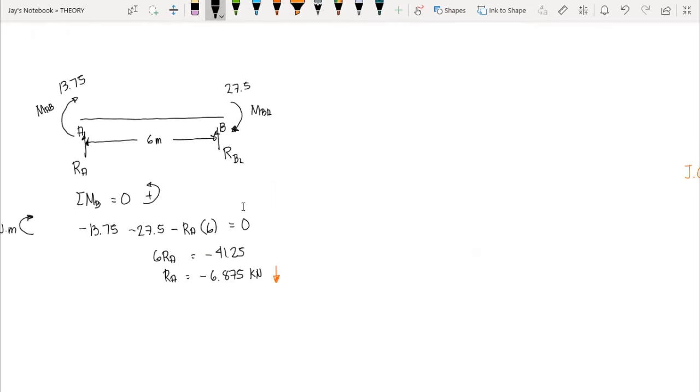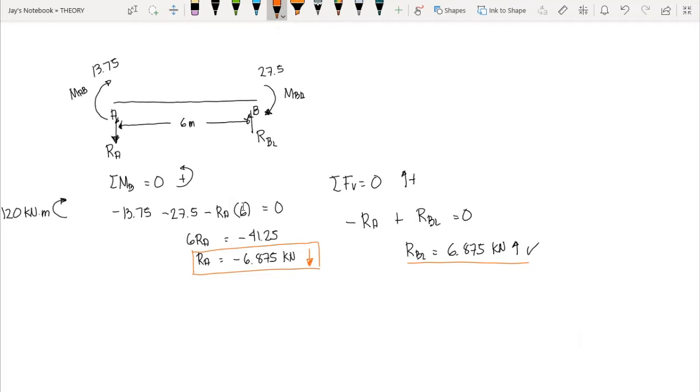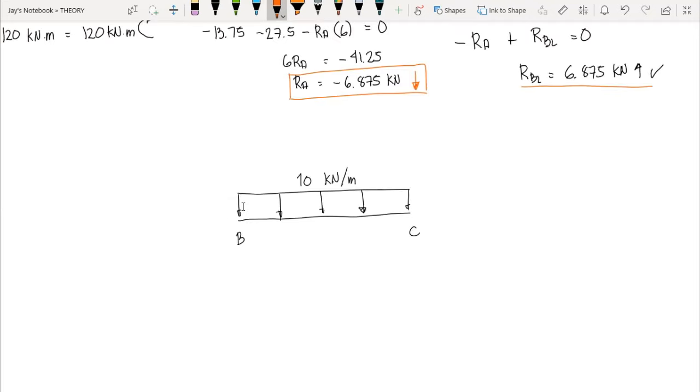And then we compute the value of RBL. We can just sum up vertical forces equal to 0, upward forces positive. So we change the direction of RA here, which is supposedly going downward. So we have negative RA plus RBL equals 0. We can say that RBL is 6.875 kilonewton, going upward. Again, this is not yet the reaction at B. We need to compute RBR on the member BC. This is the reaction to the right of B, and this is RCL, the left of C.